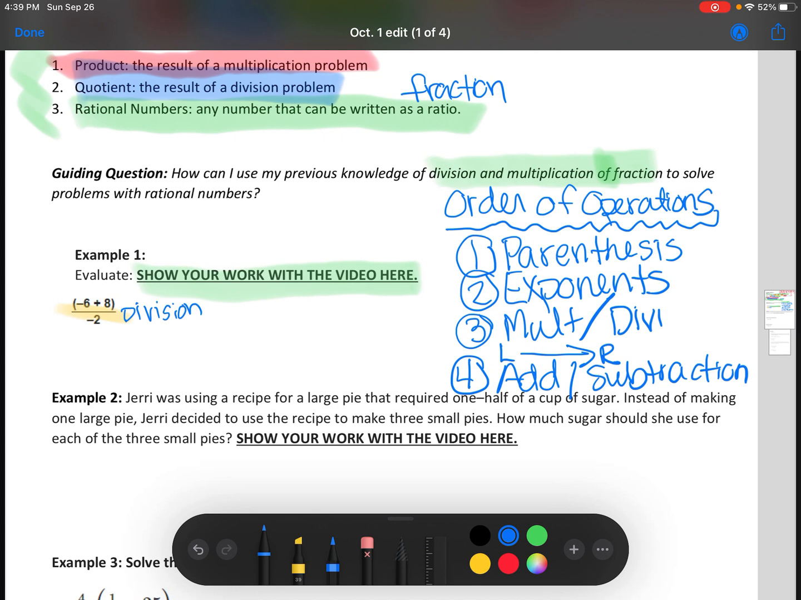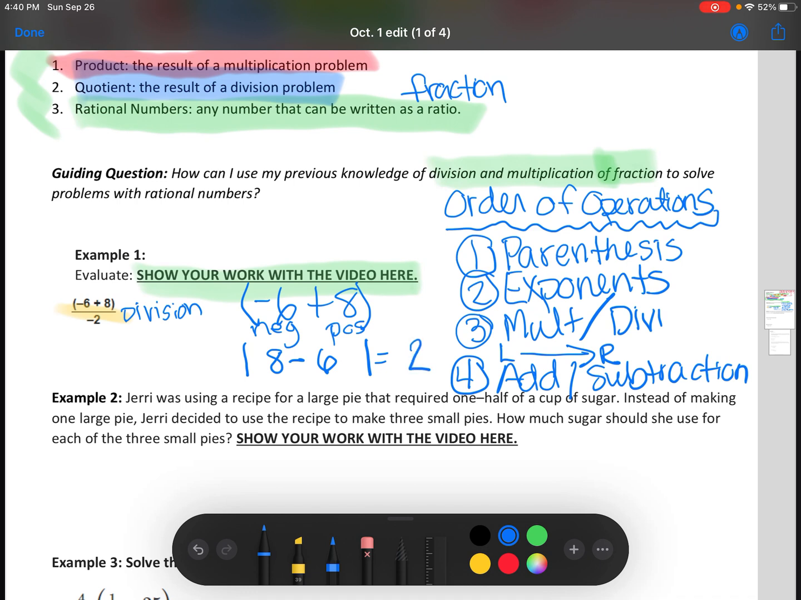So step 1, parentheses. Inside my parentheses, I have -6 plus 8. So I'm going to do that first. In addition, the first rule of addition is I have to ask myself, are my signs the same or are they different? Well, I have a negative and I have a positive. That tells me right there that they're different. So when they're different, step 1, if you don't know, it's on the wall. Step 1 is subtract the absolute values. To show absolute values, we do our lines straight up and down. We subtract the larger number minus the smaller number, and we get our answer, 2.